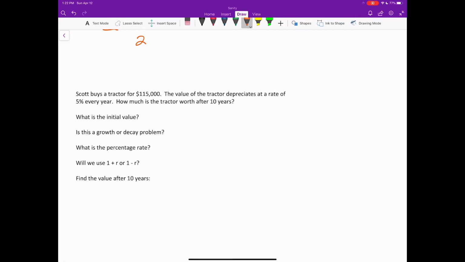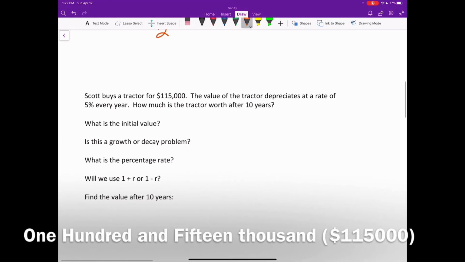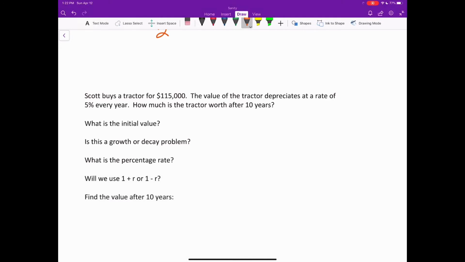All right. This guy, Scott, buys a tractor for $15,000. The value of the tractor depreciates. We have this kind of fancy word. We've talked about that before. Depreciates at a rate of 5% every year. How much is the tractor worth after 10 years? These are the same questions that I give you on this worksheet. All right, so let's kind of go through these real quick.